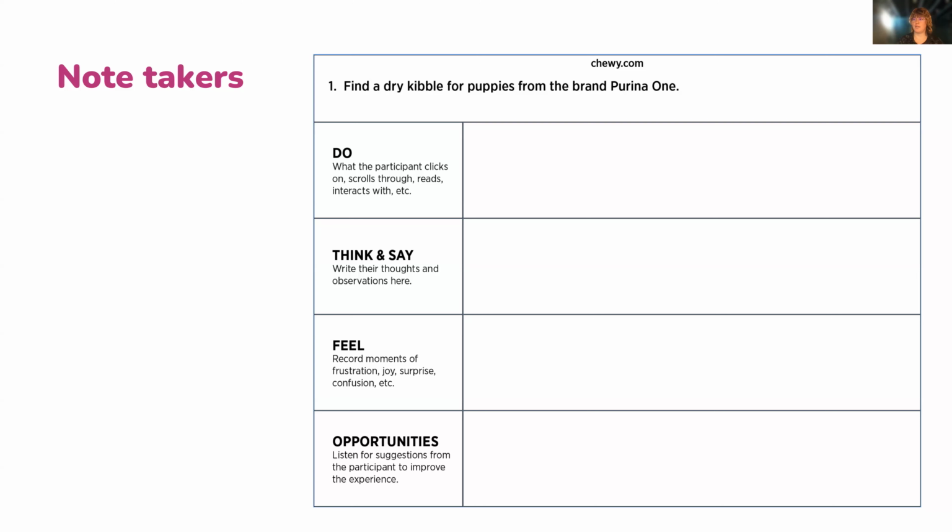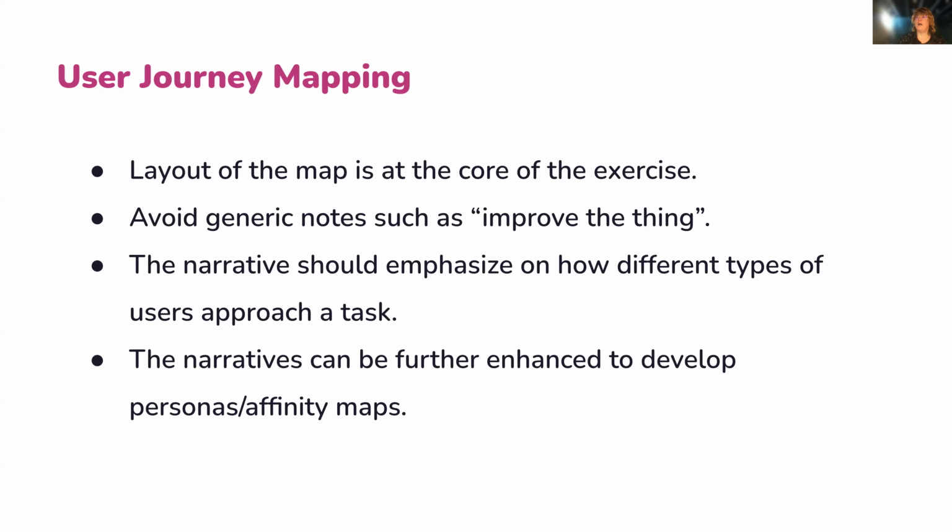And the last one is opportunities. If your participant says, oh, it would be nice if it did this, or if you ask a follow-up question, how would this experience be better for you, that could be an opportunity. A user journey map is a really great way to document a lot of information, and you can do a lot of tasks in these.